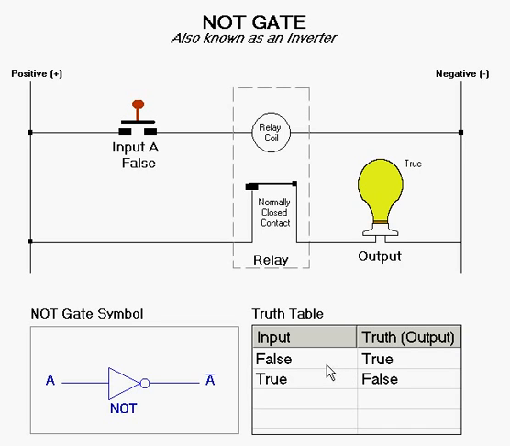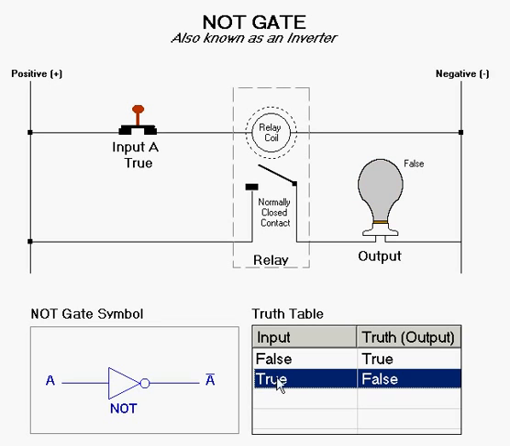Here in the truth table, you can see that whenever input A has a status of false, the output is then true. When the input is true, you have an output of false.